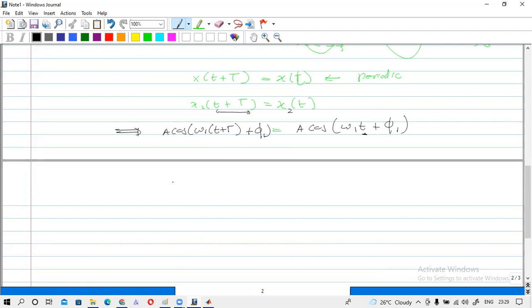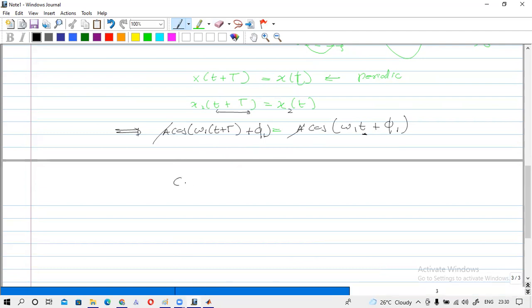Then if I simplify it further, this a and this a will cancel out. Then you will have cos(omega 1 t plus omega 1 T plus phi 1) is equal to cos(omega 1 t plus phi 1). So here omega 1 t and phi 1 is there, and here also omega 1 t and phi 1 is there, so I get them closer.